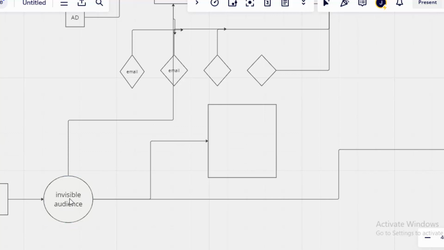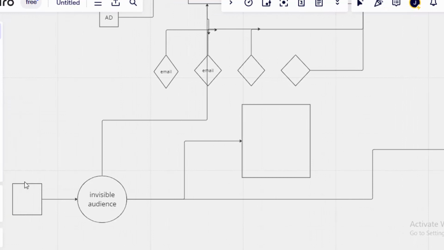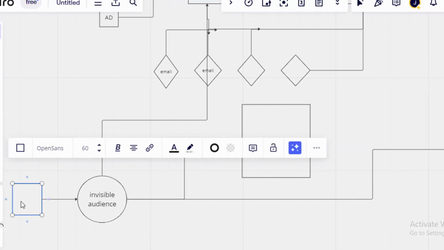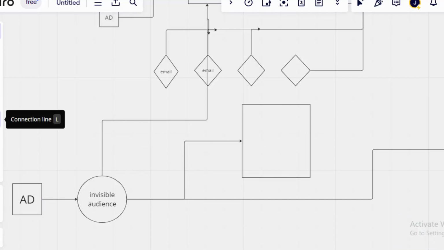It's on Facebook. Okay, and what I did was create different ads, by the way. Okay, so this is an ad, right, that targets this invisible audience and then sends them to another opt-in form.